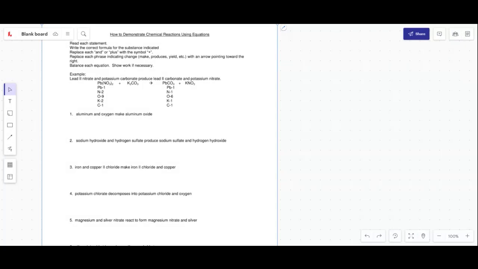Welcome to our fourth learning workshop. We will be covering writing, balancing, and predicting the products of chemical equations today. So let's just jump right into it.